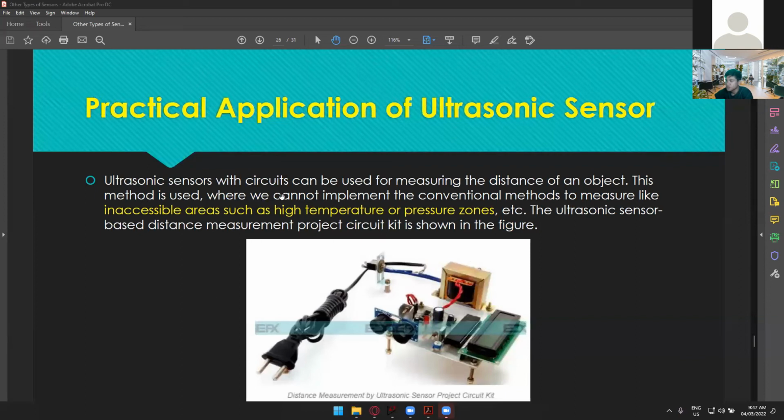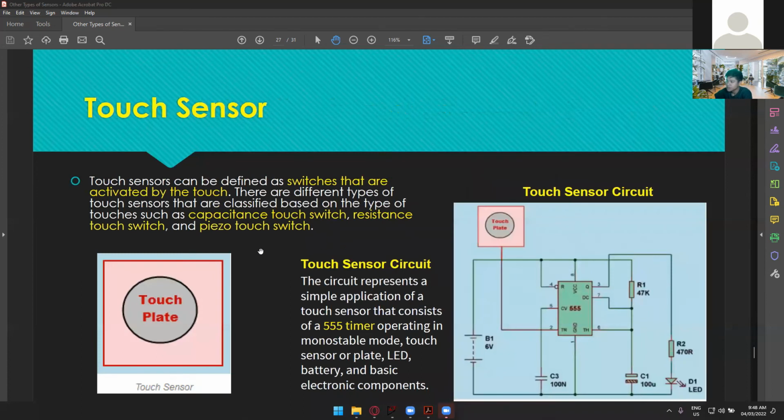This one is most commonly used for inaccessible areas such as high temperature or pressure zones. Of course, people cannot just easily go into that place, a high temperature, inaccessible area. So instead of letting people measure that manually, we can use an ultrasonic sensor to send sounds, and then we can check if there is an object or how far that object is that we are checking. Okay. So the next example of a sensor is a touch sensor.